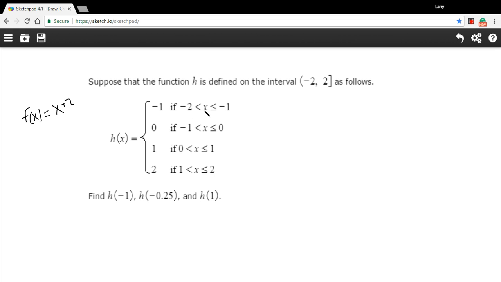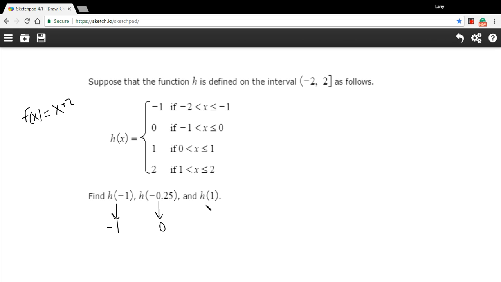Here I've got negative 2 is less than x is less than or equal to negative 1. Well, that's equal to negative 1, so negative 1 would fall in this range. So that means the value of the function at negative 1 is negative 1. So here is the value negative 0.25. That falls between negative 1 and 0. So the value of the function there is 0.